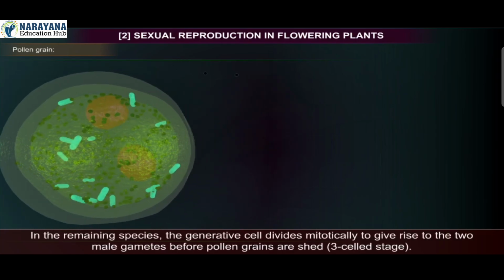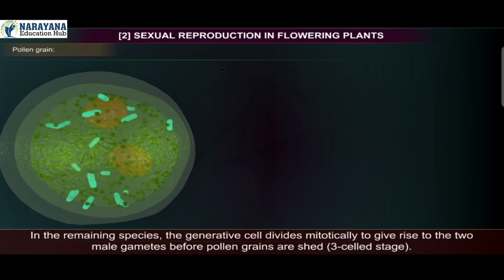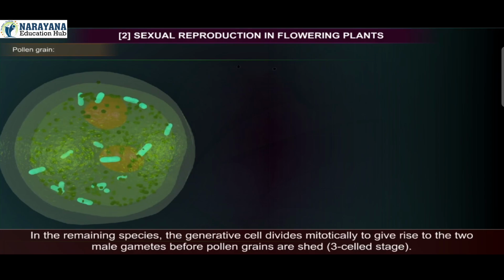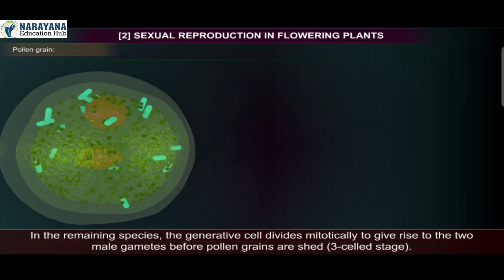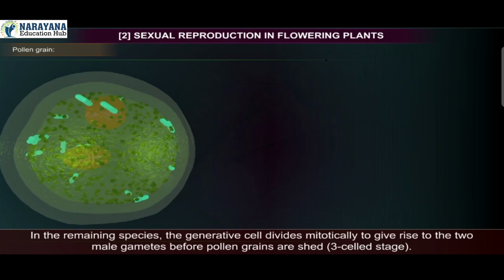In the remaining species, the generative cell divides mitotically to give rise to the two male gametes before pollen grains are shed, that is, three-celled stage.